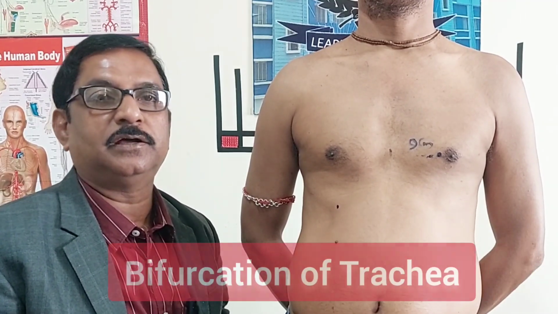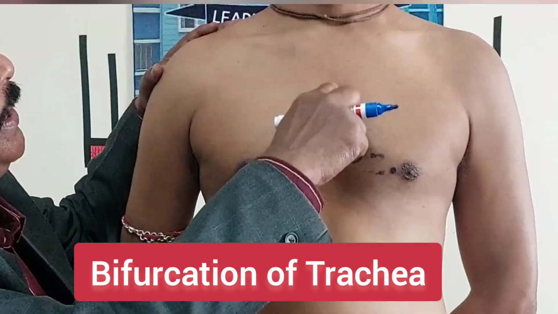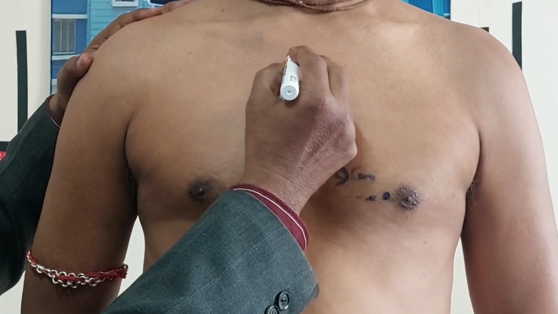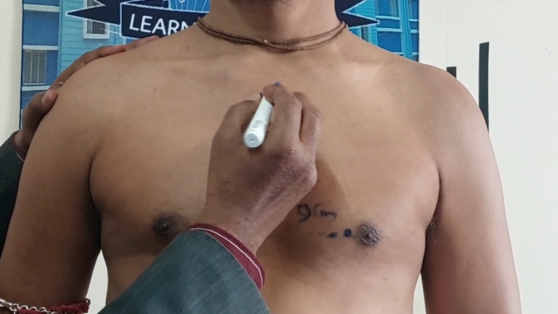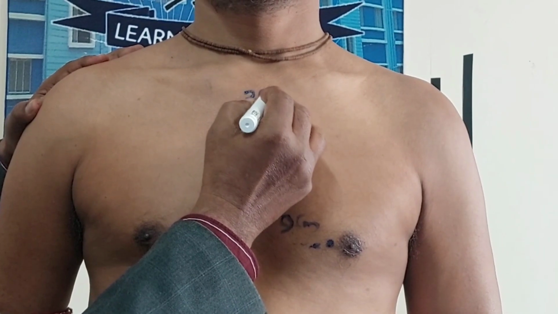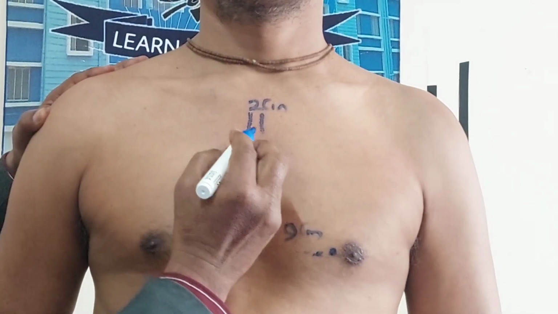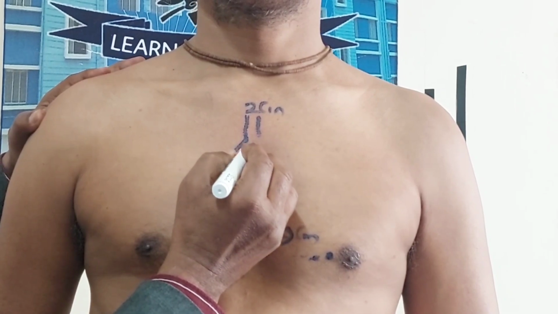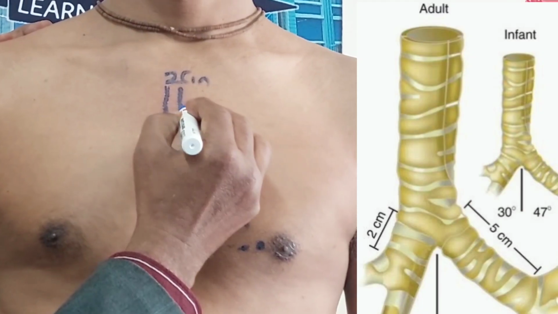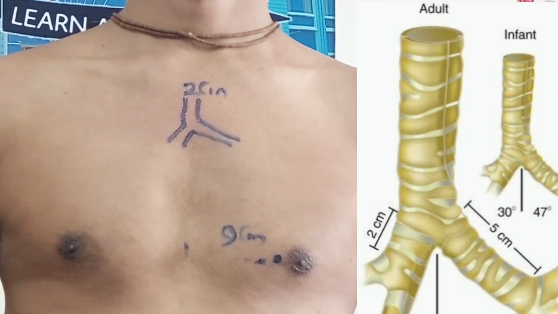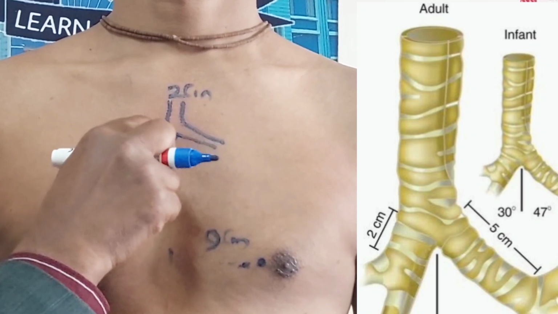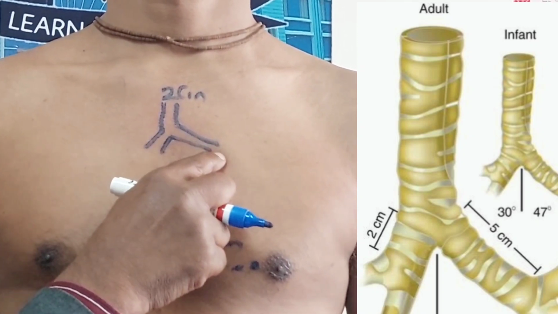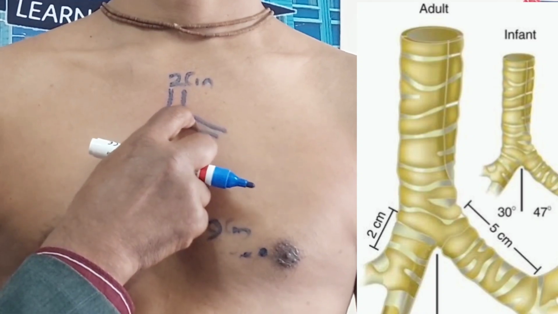Another important surface marking on thorax is bifurcation of trachea. To draw this, once again I have to locate the sternal angle, and I will draw 2 parallel vertical lines here above the sternal angle, and these 2 lines are about 2 centimeter apart. And here at the level of sternal angle, we will draw the bifurcation. This is the bifurcation of the trachea. From this drawing, you can identify the 2 bronchus, right bronchus and left bronchus. Right bronchus is shorter, about 2.5 centimeter, and left bronchus about 5 centimeter. It is wider and it is narrower.